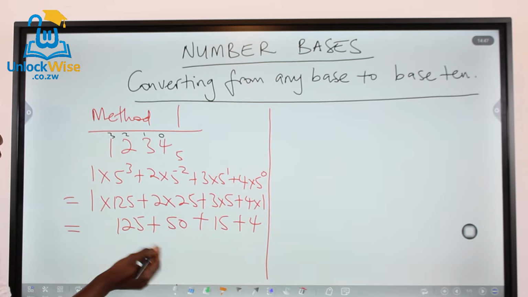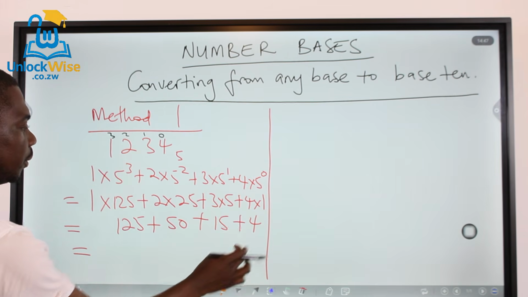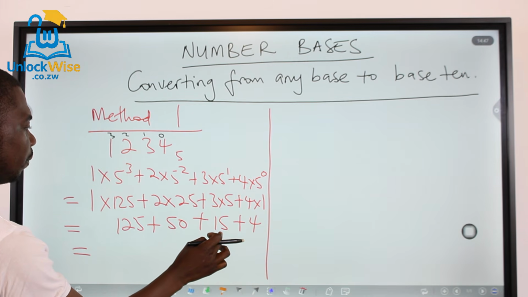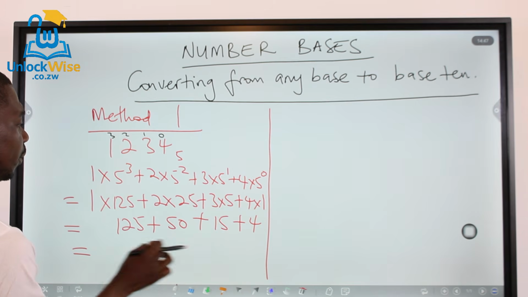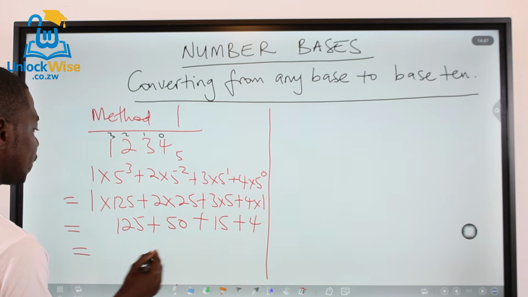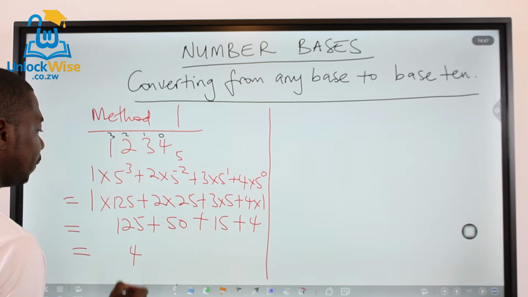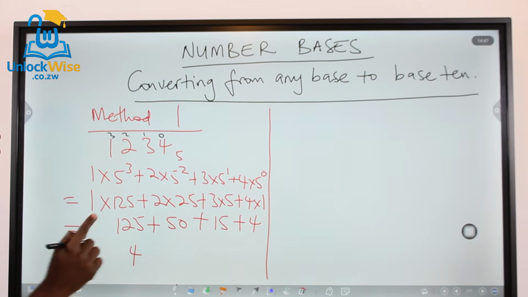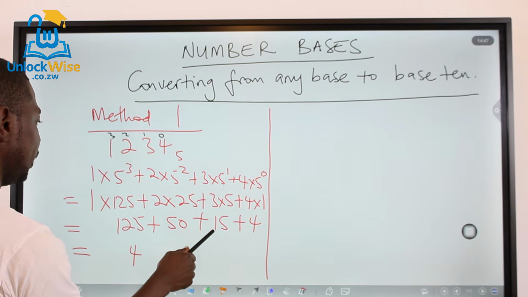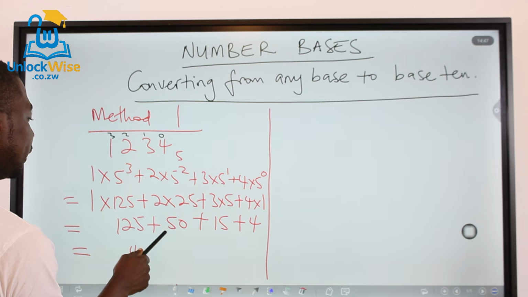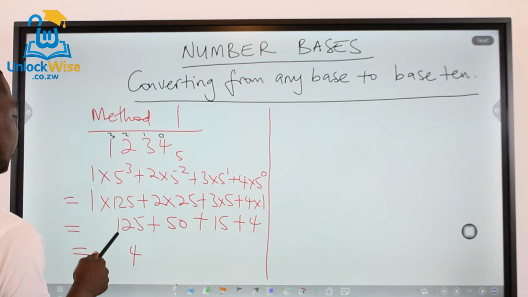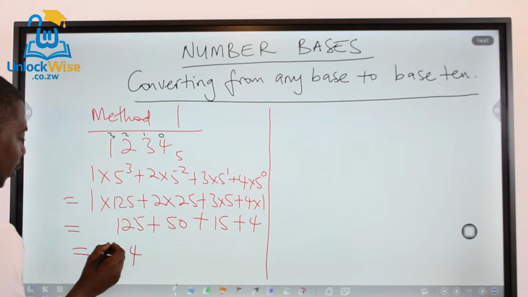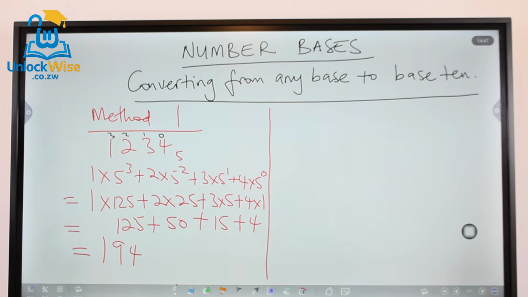And if we are to add this, we will get 4 plus 5, that's 9, plus 5, so we will get 4 here. Carry 1. Then 1 plus 5, you will get 6, plus 2, you will get 8, plus the 1 we carried, we will get 9. And this is our answer, 194.